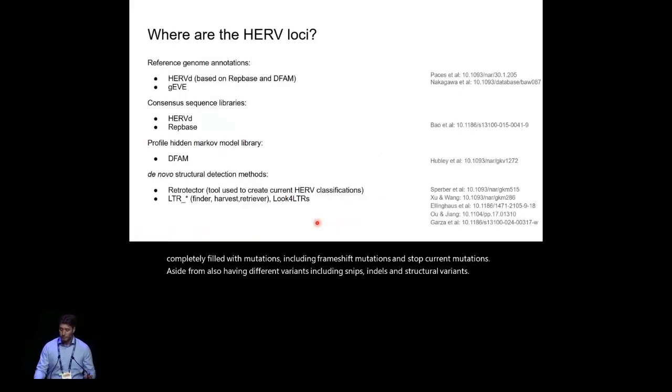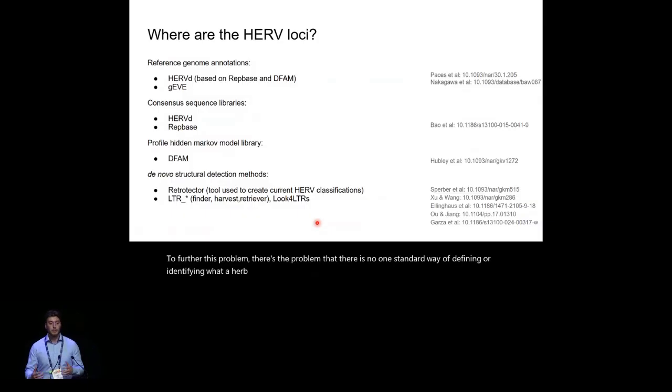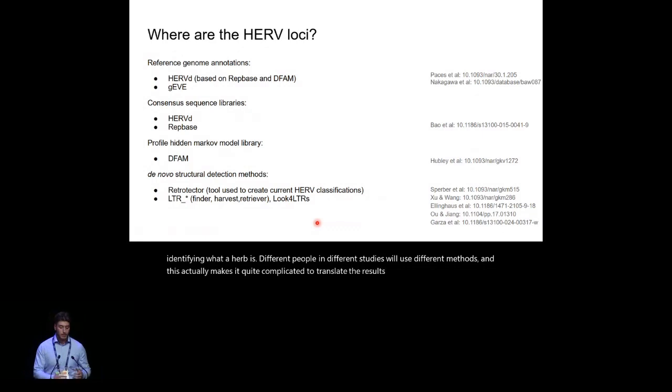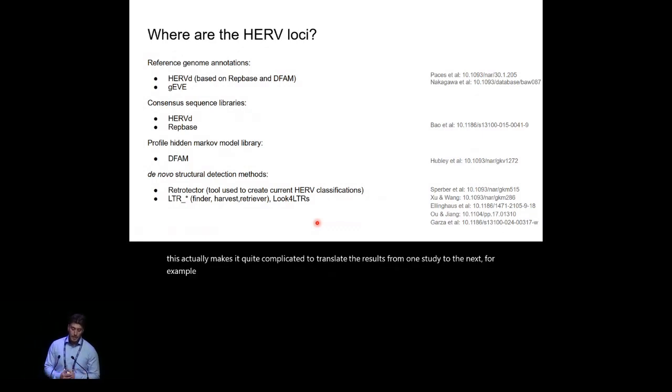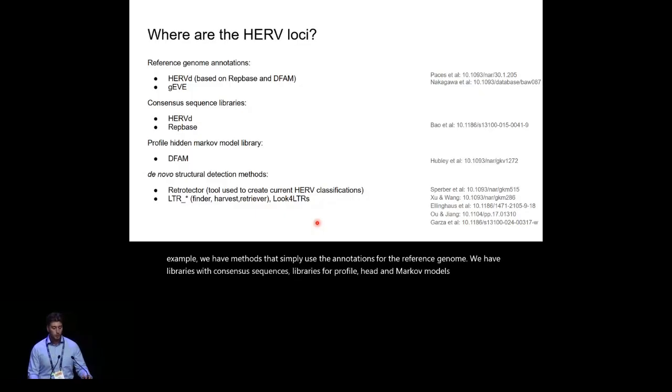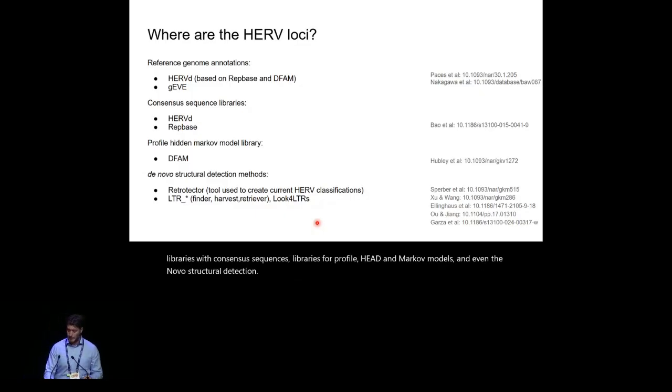To further this problem, there is no one standard way of defining or identifying what a HERV is. Different people in different studies will use different methods, and this makes it quite complicated to translate the results from one study to the next. For example, we have methods that simply use the annotations for the reference genome. We have libraries with consensus sequences, libraries for profile hit and Markov models, and even de novo structural detection methods.